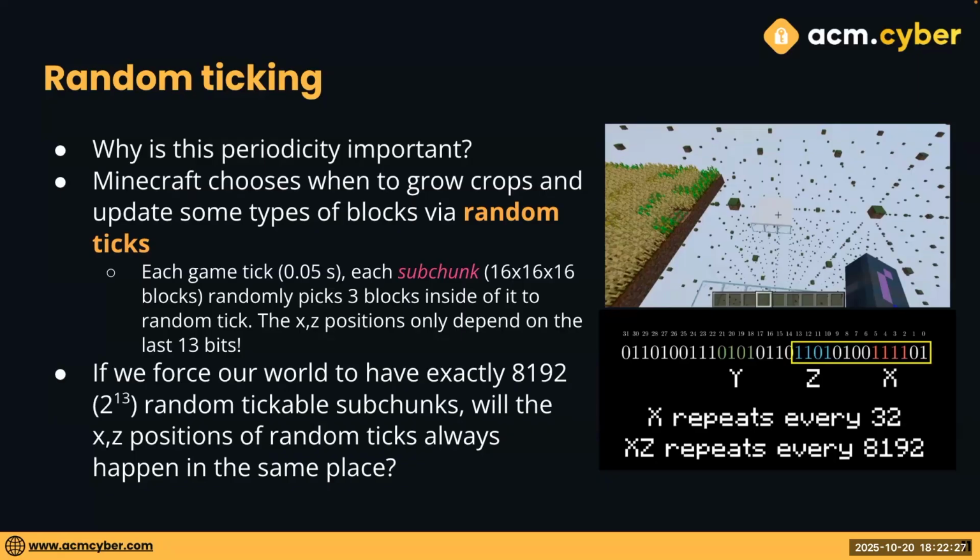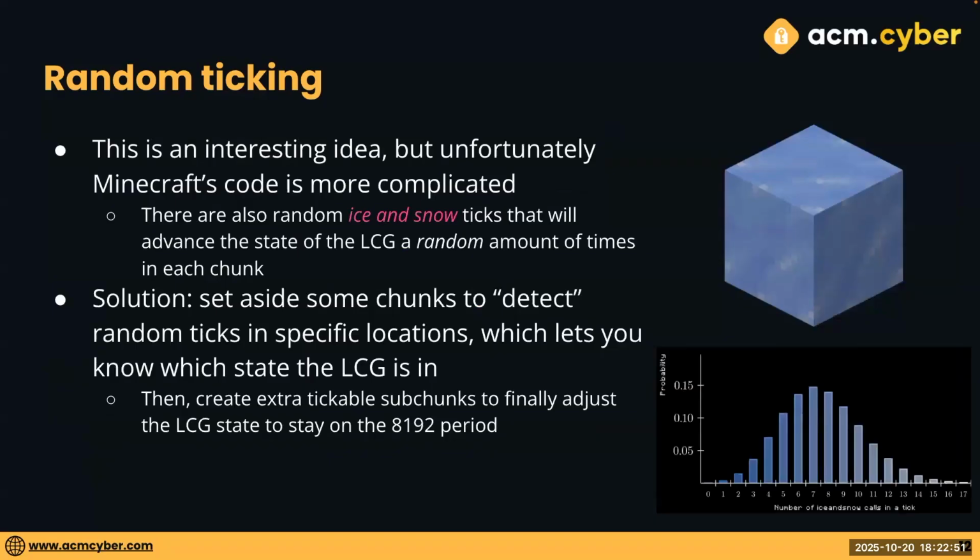And like we said before, the last 13 bits are going to repeat with period 2 to the 13, which is 8,192. So if we force our world to have exactly 8,192 tickable subchunks in it, that means that the positions where these ticks are going to happen are going to be the same every single time, right? Well, in theory, that's what should happen. In practice, it's a bit more complicated because of the way the code works.